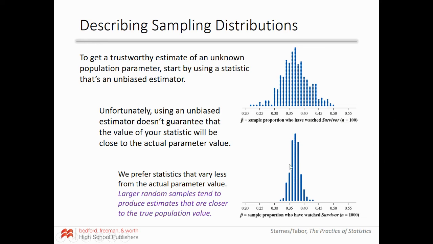So the only thing different between these two graphs, each dot up here is the sample proportion for a sample size of 100. And down here, each of them is a sample size of 1,000. But besides that, it's the same distribution. So just increasing the sample size will decrease your variability. Right? We prefer statistics that vary less from the actual parameter value. Large random samples tend to produce estimators that are closer to the true population value.